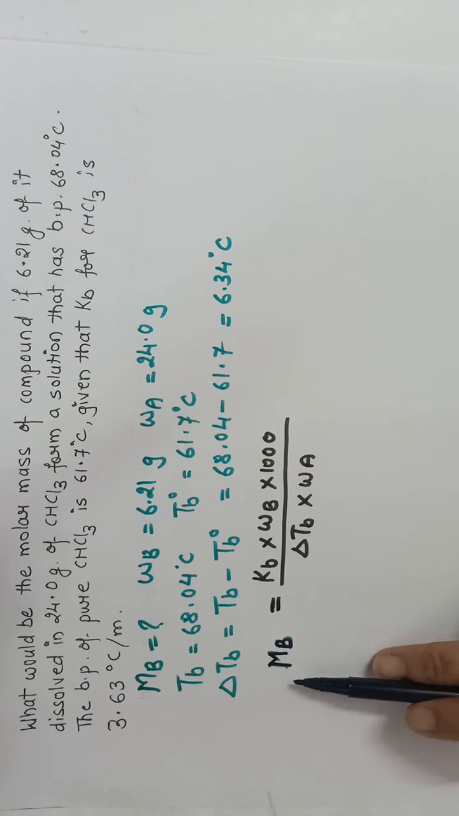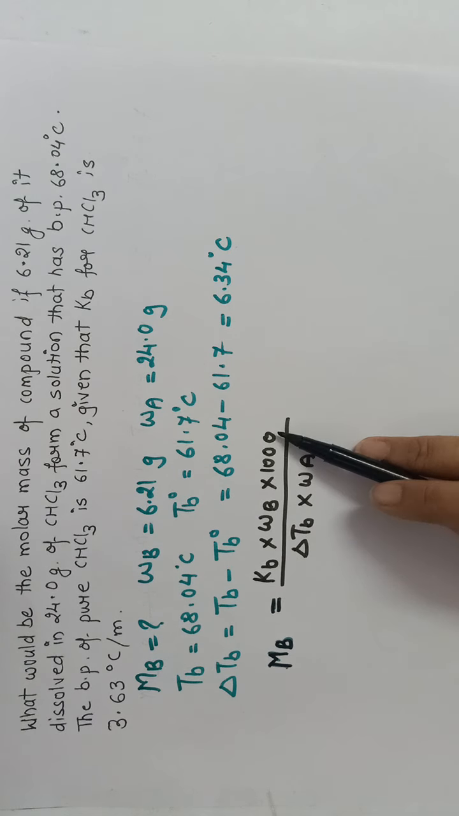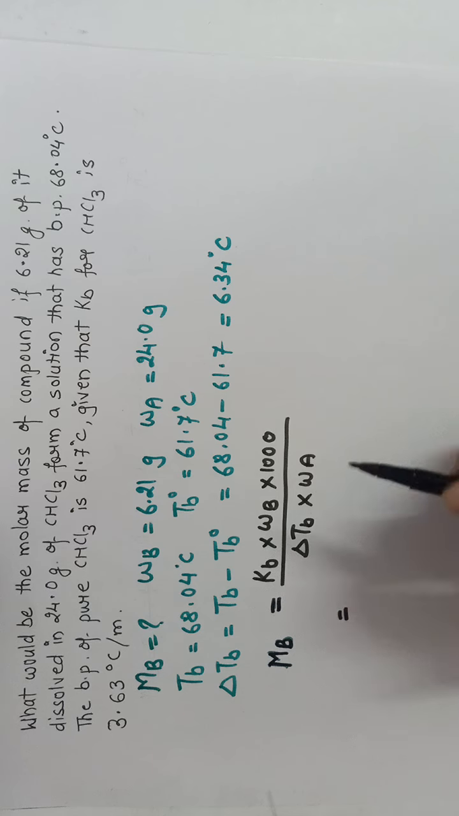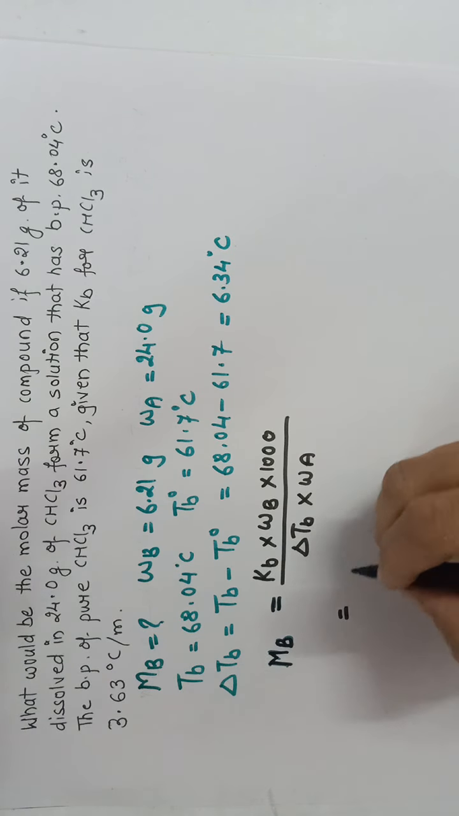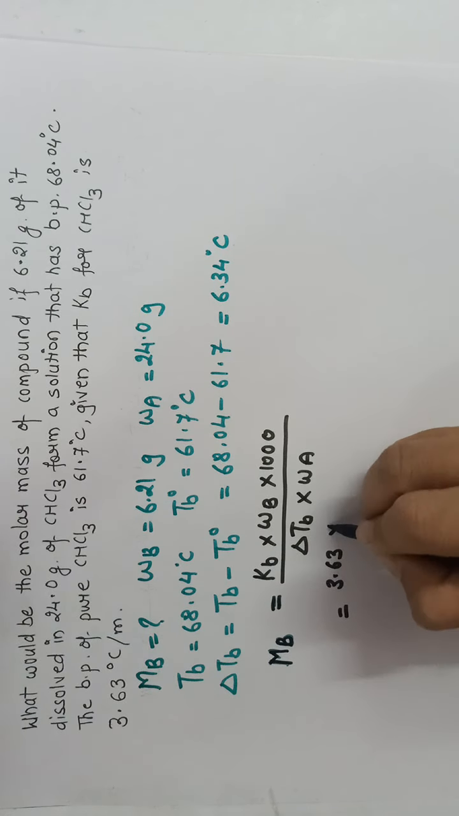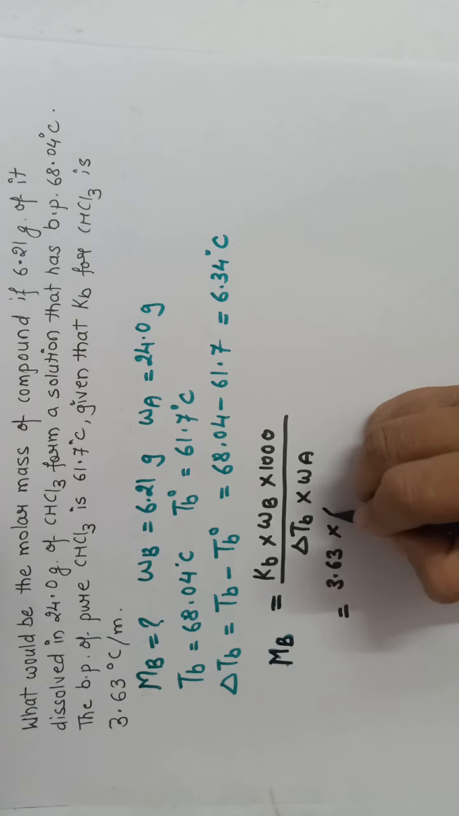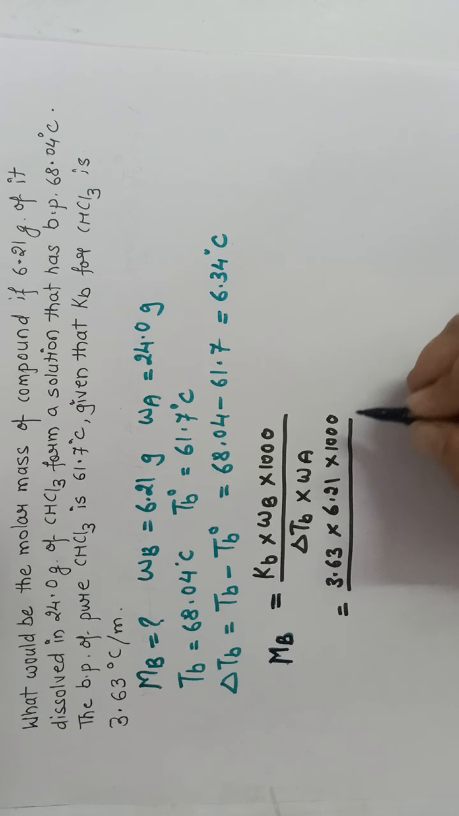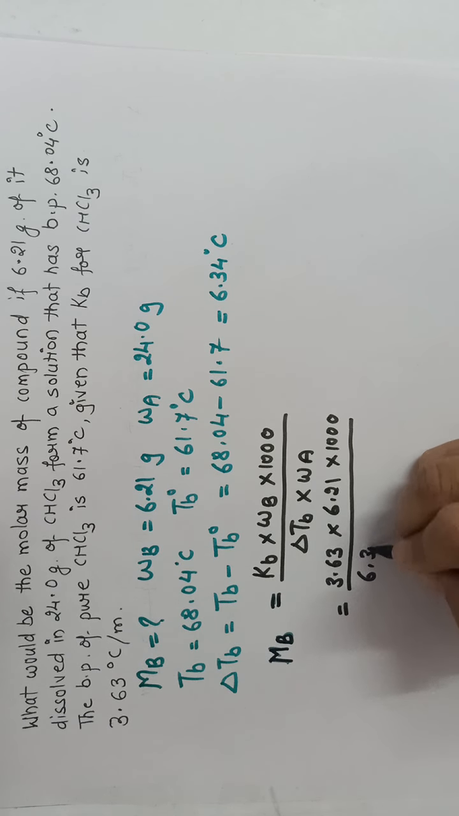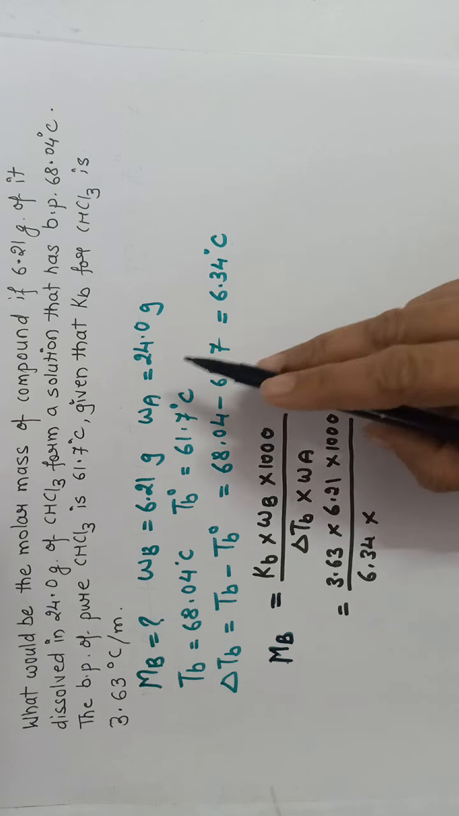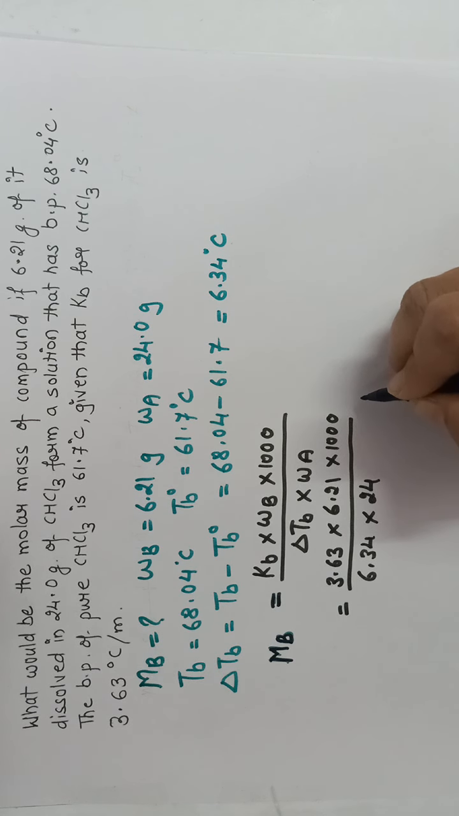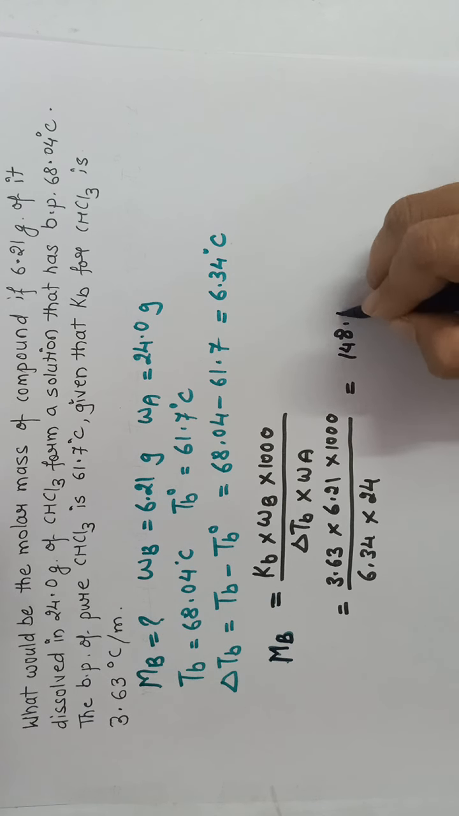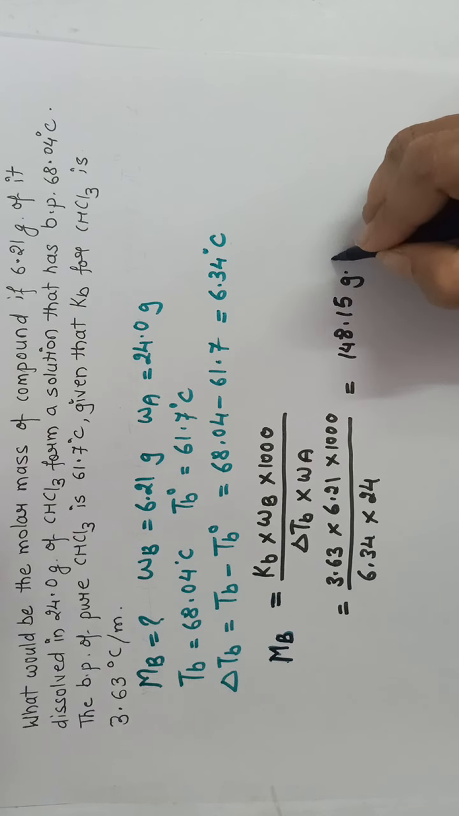So we know this formula already. Mb equals Kb into Wb into 1000 upon del Tb into Wa. Let us substitute the values. The value of Kb is already given, 3.63, into Wb value is given, 6.21, into 1000, upon del Tb we have already calculated, 6.34, and Wa is given, 24. By solving this we get the answer as 148.15 gram per mole.